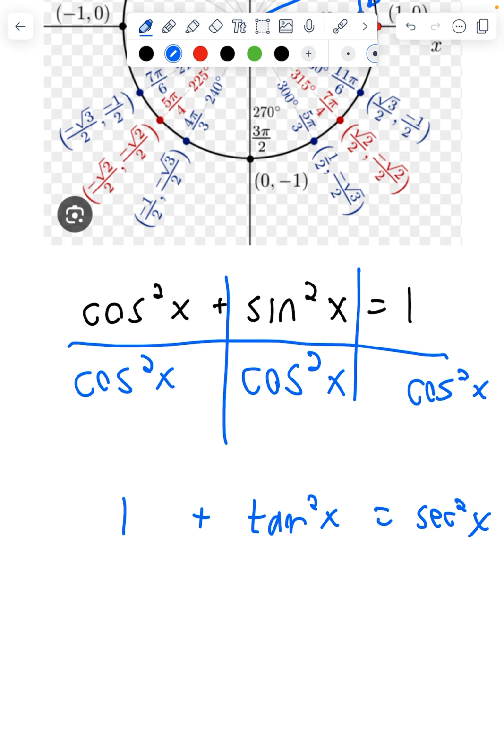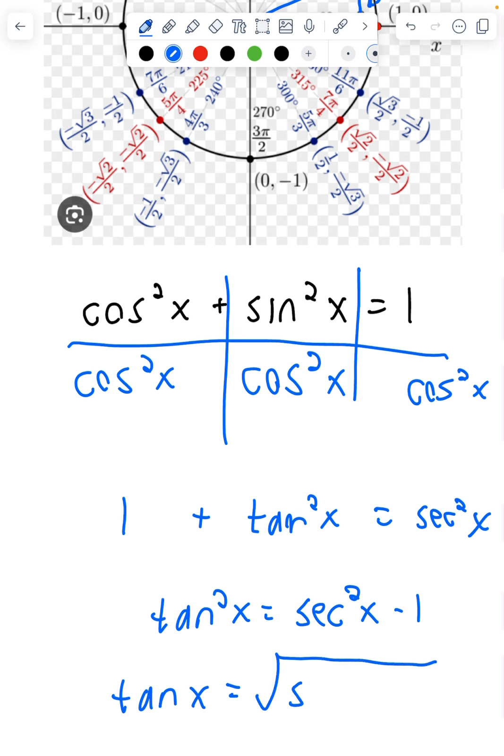So just subtract the 1, and root both sides. And there you go. You got tangent x.